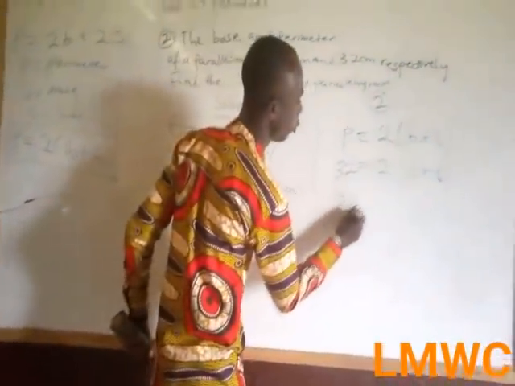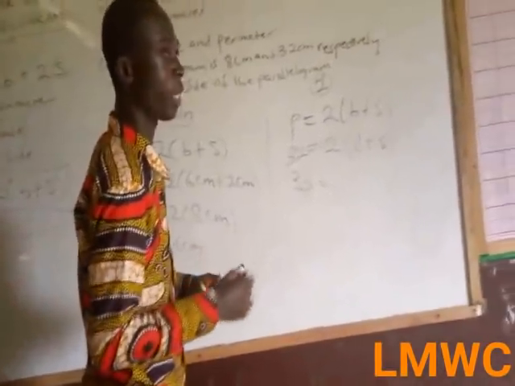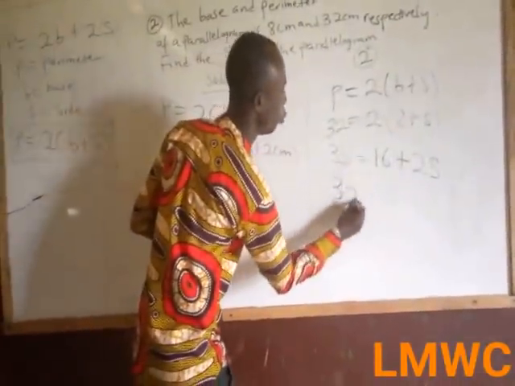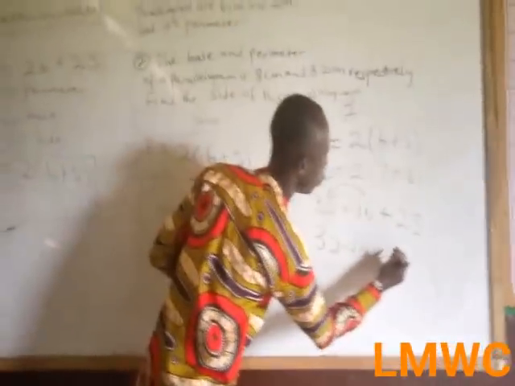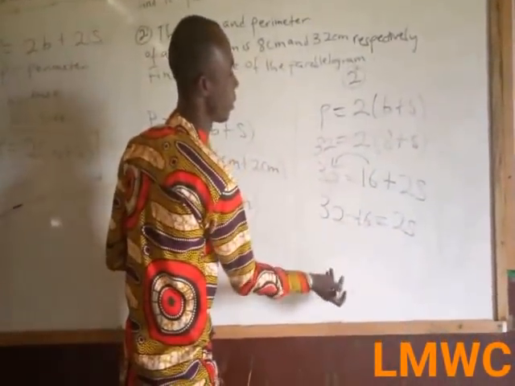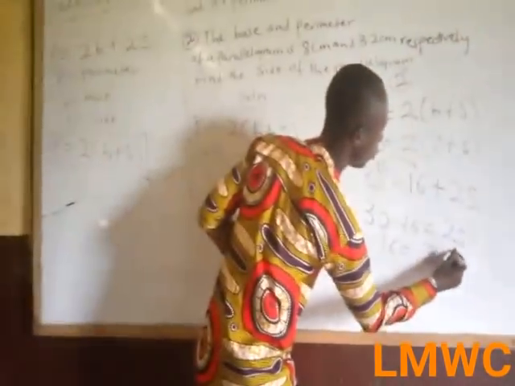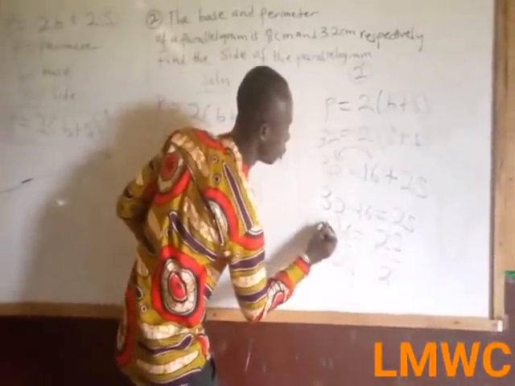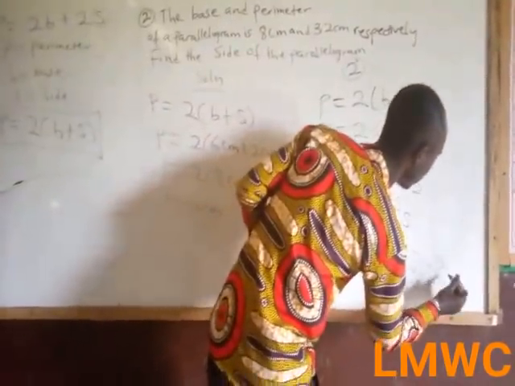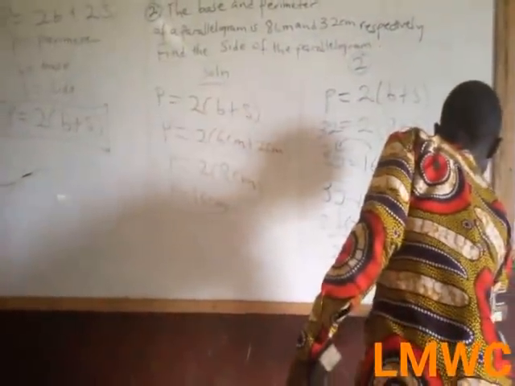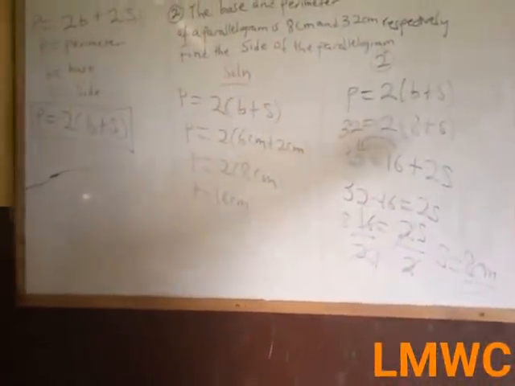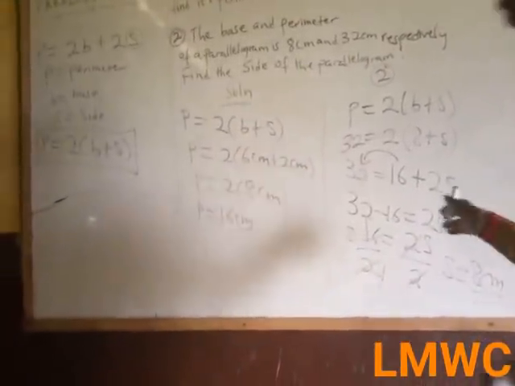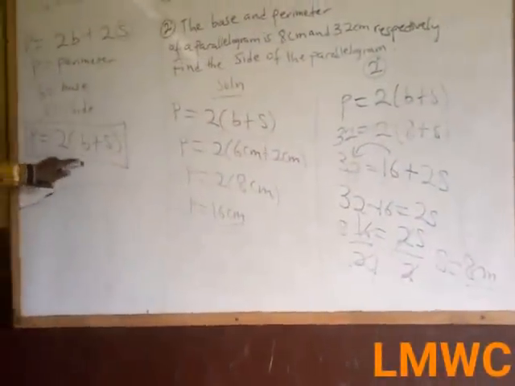So it becomes 32, you remove your bracket. 2 times 8 is what? 16 plus 2 times s, 2s. So 32 minus 16 is equal to 2s. 32 minus 16, we have what? 16 is equal to 2s. So you divide through by 2. Here 2 by 2. 2 goes into 2 once, 2 goes into 16 eight times. We have our s as what? 8. So it becomes 8 centimeters. So this is the elimination by substitution approach. Or you can derive a formula from this, but that one is complicated.